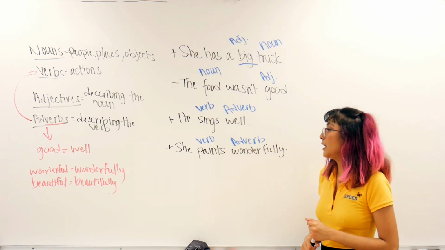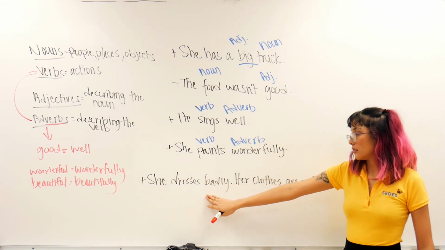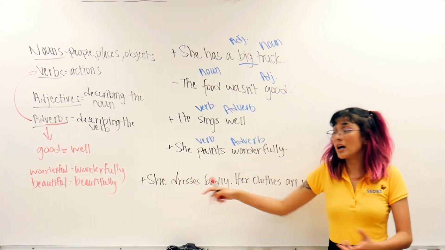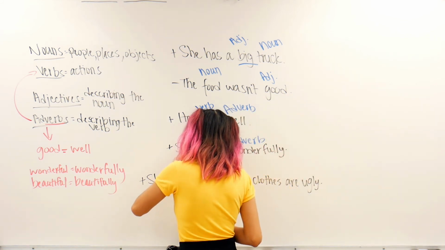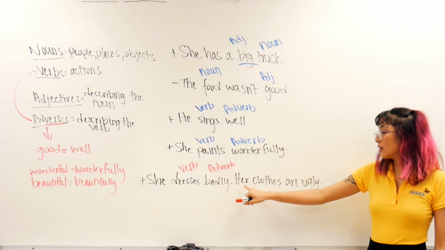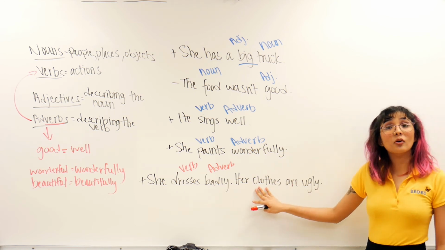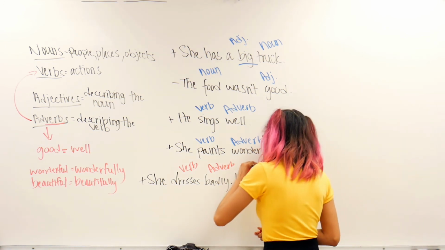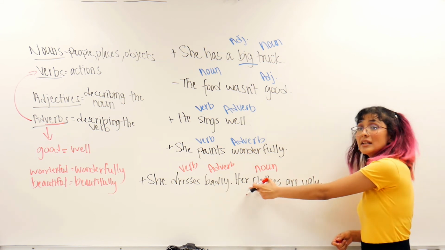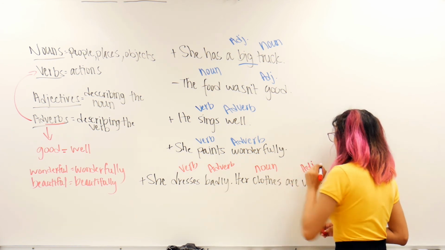Now, if I say, she dresses badly, her clothes are ugly. Here, what are we talking about? Are we describing her, she? No, we're describing how she dresses, the action. So dresses is my verb. Badly is my adverb. Here, am I talking about her? Is she ugly? No. We are talking about the noun clothes. Yes, her is a noun, but here the main focus is clothes because we're not saying that she's ugly, we're saying the clothes are. So because this is a noun, that means this has to be an adjective.